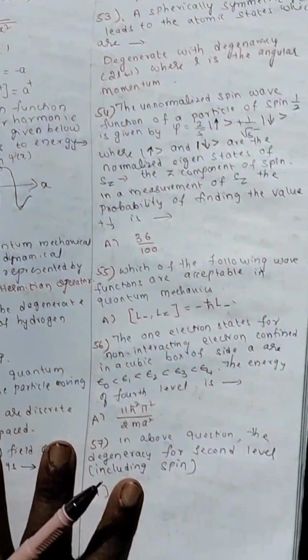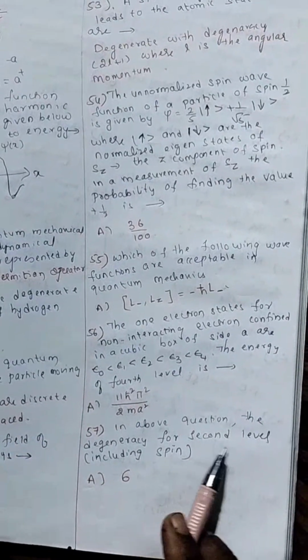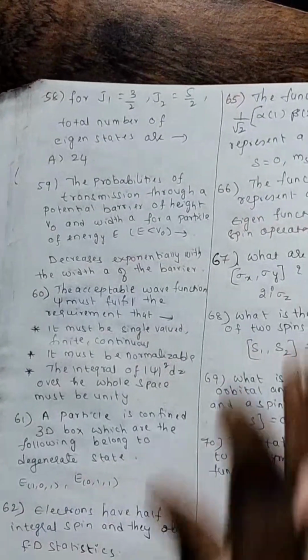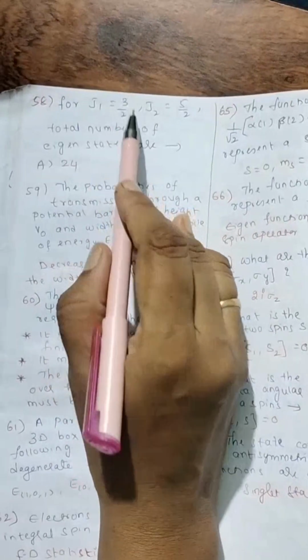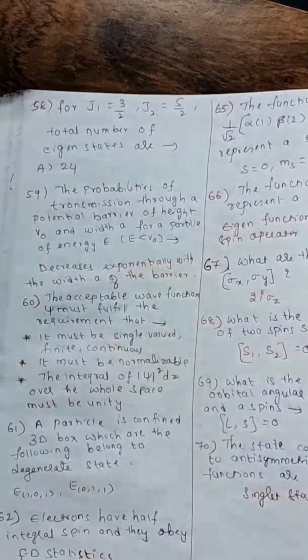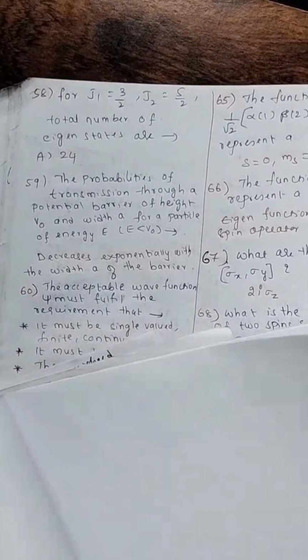Next. In the above question, degeneracy for the second level, including spin, is 2 into 3, 6. This also we did. 2 into 3, 6. Now, for J1 equal to 3 by 2, J2 equal to 5 by 2, the total number of eigenstates is 24. Right? J1 and J2. Total number is 24.